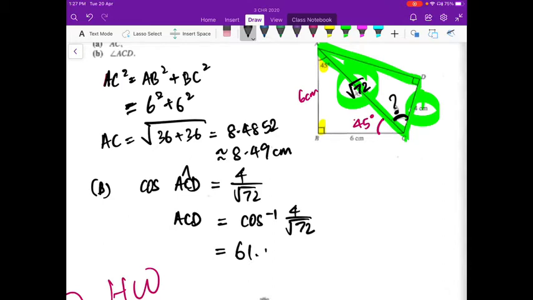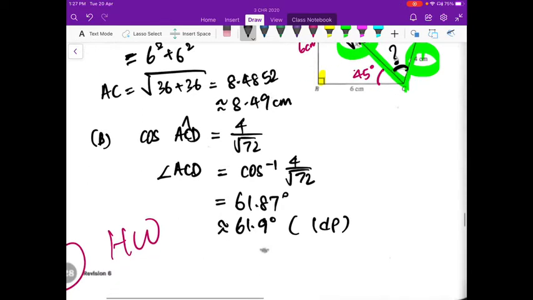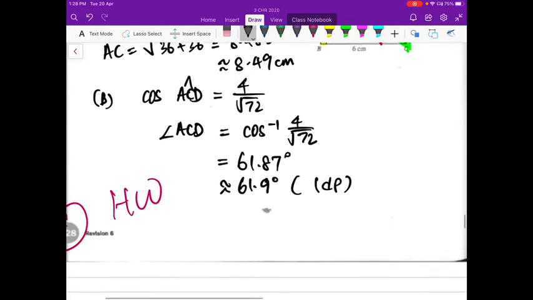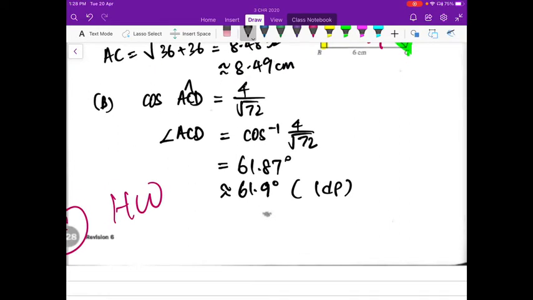So that is 61.87. When you are dealing with angle in degrees, your answer is in 1 decimal place. Okay? Everything else 3 SF. Only that degree 1 dp. Do you get the same answer? Then okay. There are many ways to get the same answer.